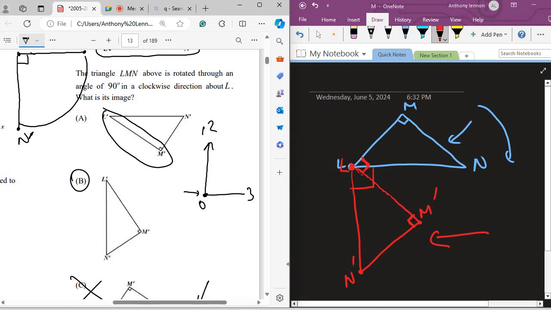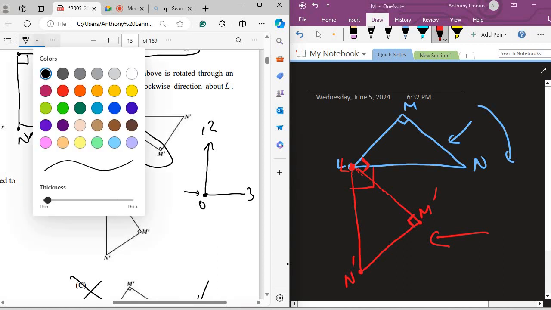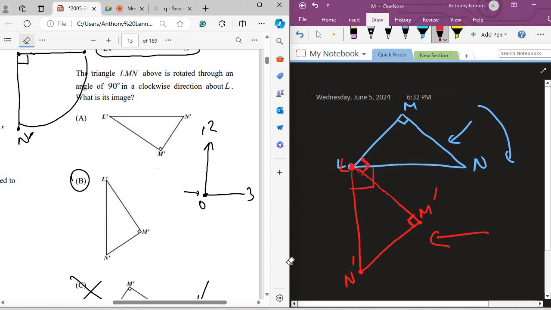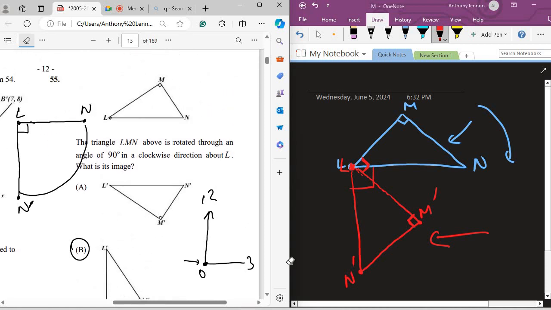Okay? If you look at A, why is A wrong again? Let me show you another point why A is wrong. Look at the original shape. Do you see that N did not move either? Look at N. Well, it probably moved, but probably moved 360 degrees.